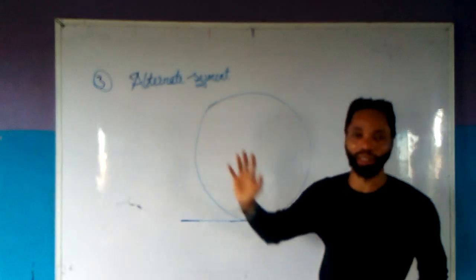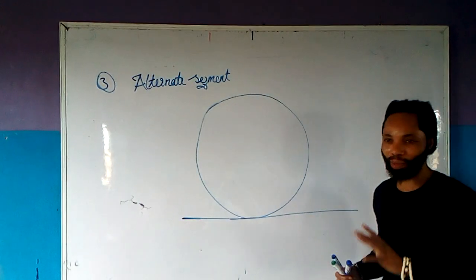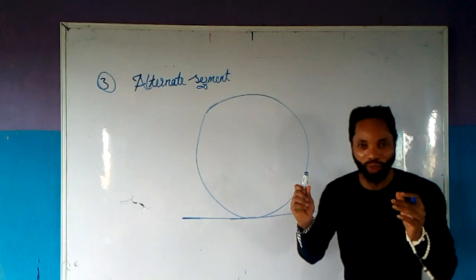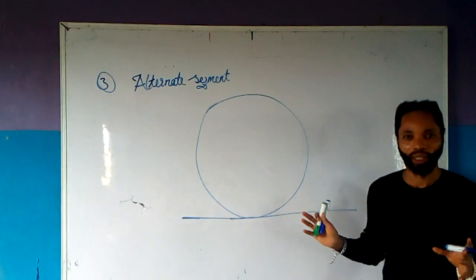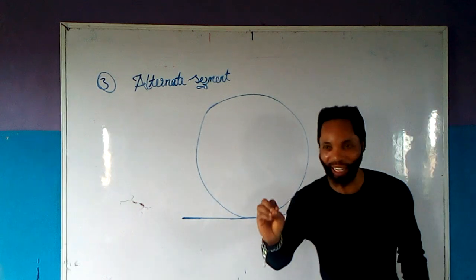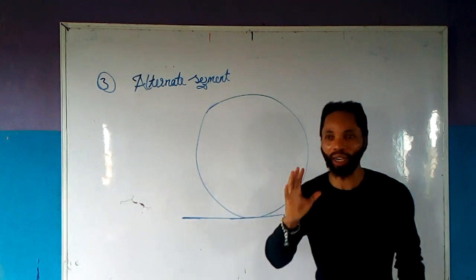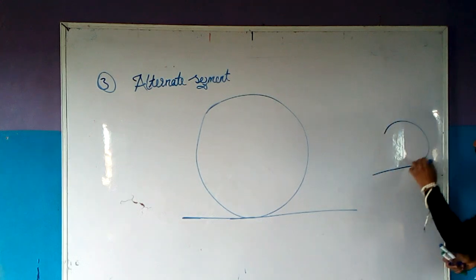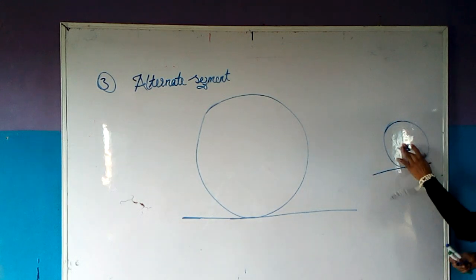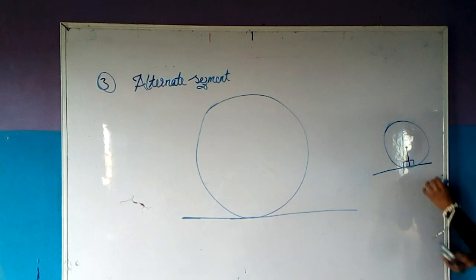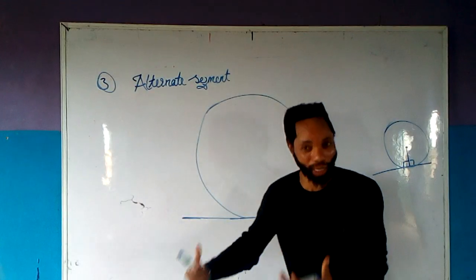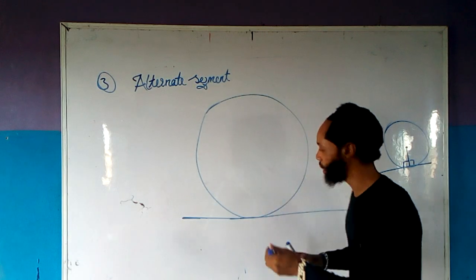So alternate segment, this is what it talks about: the tangent line and two chords. Now, you have tangent line in two cases: where the tangent line meets the radius and creates 90 degrees, and the alternate segment. When you see a tangent line, what comes to your mind is the alternate segment. Those two.